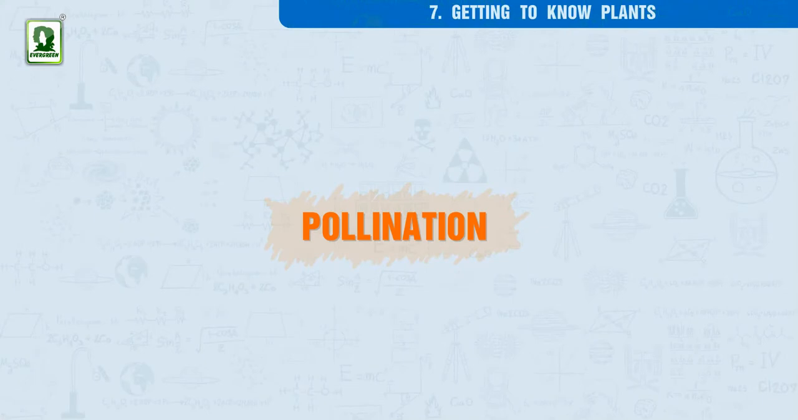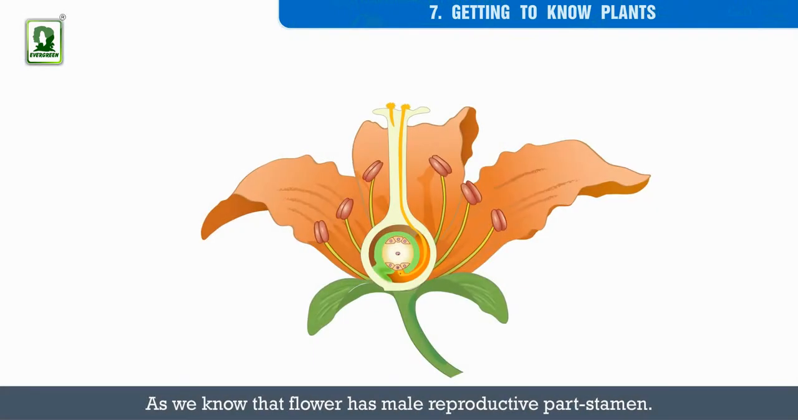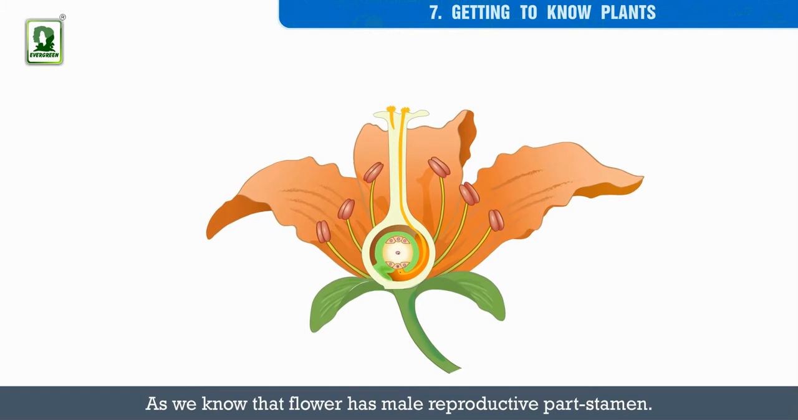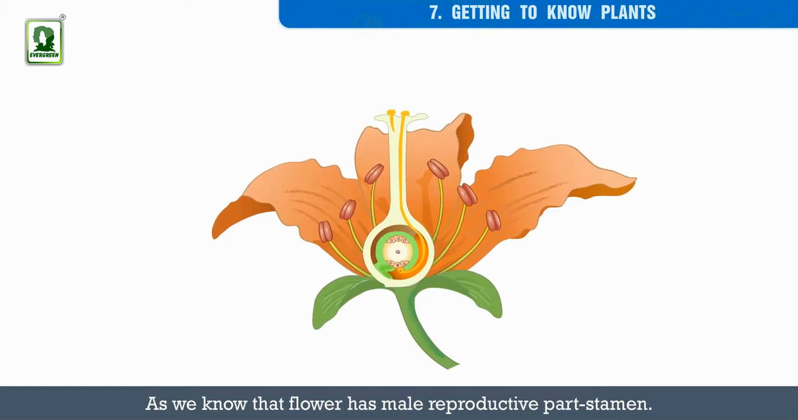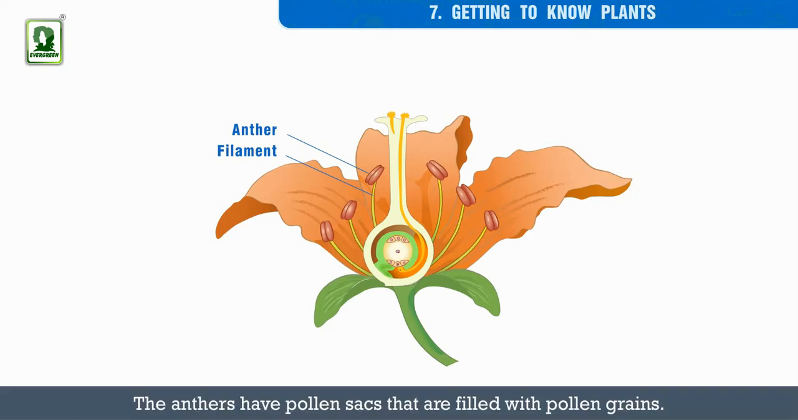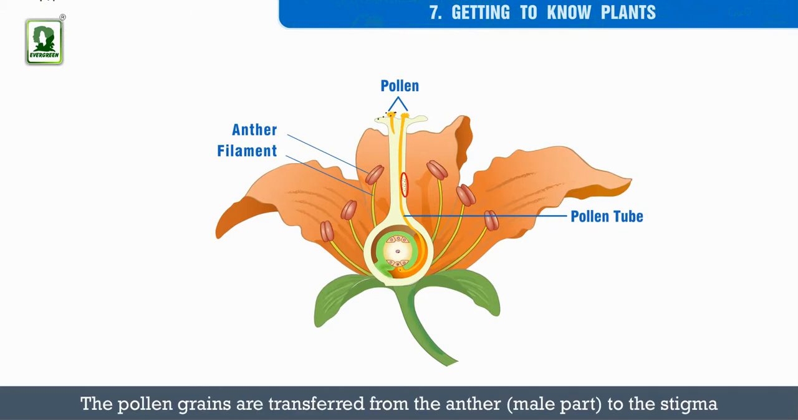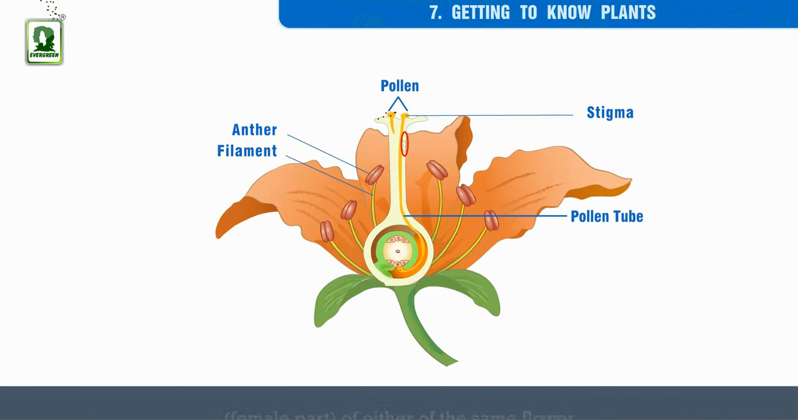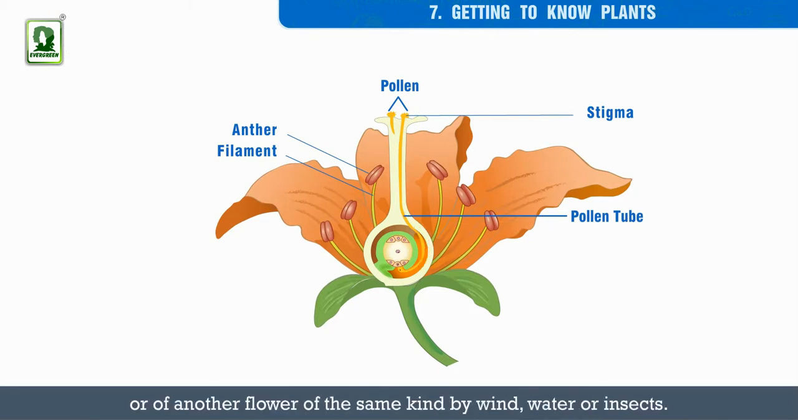Pollination. As we know that flower has male reproductive part, stamen, it contains anthers and filament. The anthers have pollen sacs that are filled with pollen grains. The pollen grains are transferred from the anther, male part, to the stigma, female part of either of the same flower or of another flower of the same kind.